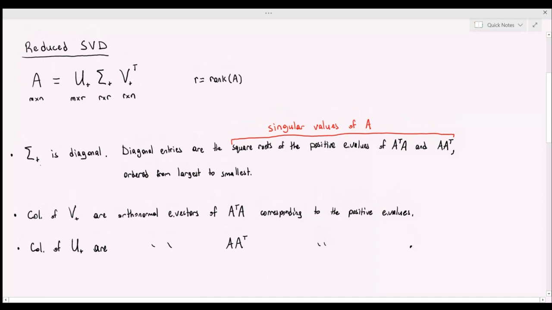And then here I have a couple of comments about each of these three matrices. So starting with the sigma plus in the middle. So this matrix in the middle is going to be a diagonal matrix. The entries on its diagonal are going to be the square roots of the positive eigenvalues of A transpose A and A transpose.